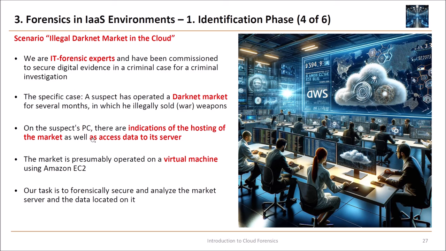So what did we find during our analysis using Autopsy? We found several images, image files of weapons offered in the darknet market. We found also, and I didn't show that, a price list of the offered weapons in euro and bitcoins. We found the cryptographic keys and the configuration file of the Onion URL, the Tor URL of the darknet market. You can see it here.